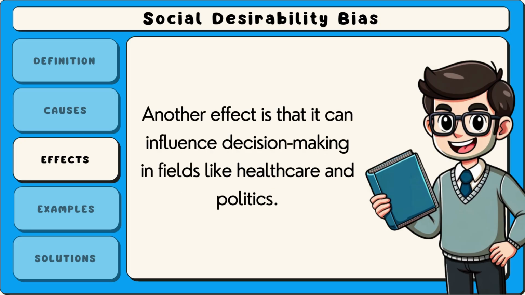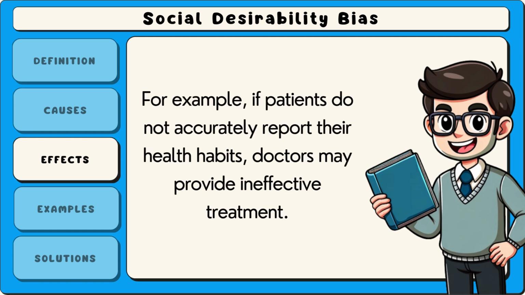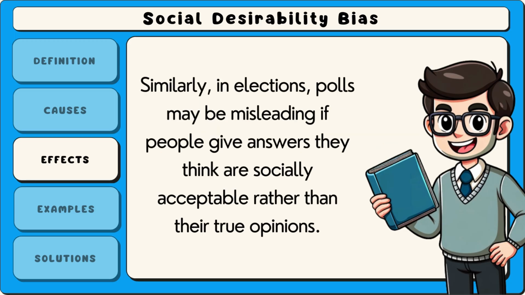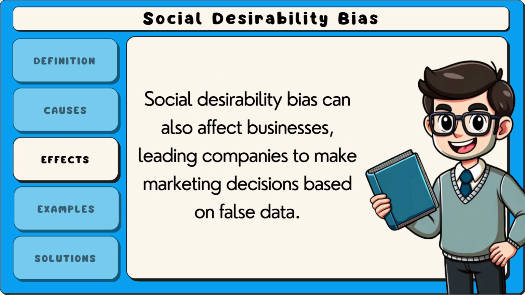Another effect is that it can influence decision-making in fields like healthcare and politics. For example, if patients do not accurately report their health habits, doctors may provide ineffective treatment. Similarly, in elections, polls may be misleading if people give answers they think are socially acceptable rather than their true opinions. Social desirability bias can also affect businesses, leading companies to make marketing decisions based on false data.